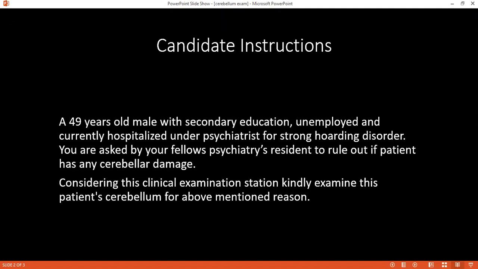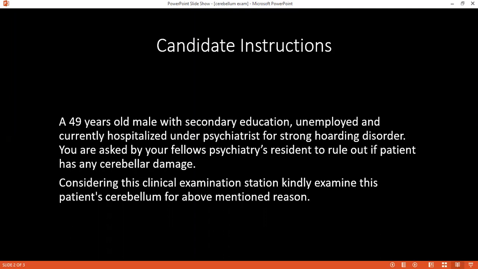Can you tell me a few posterior fossa tumors that you know of? Okay, posterior fossa tumors include a cerebellar astrocytoma. It could be an ependymoma. It could be a medulloblastoma. It could be a hemangioblastoma. It could be a dermoid.